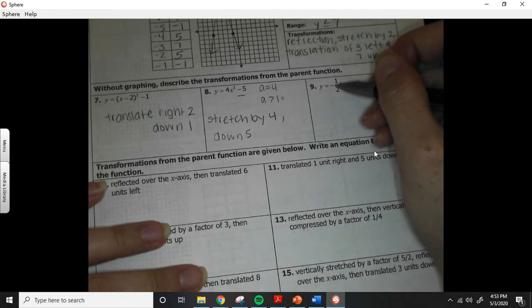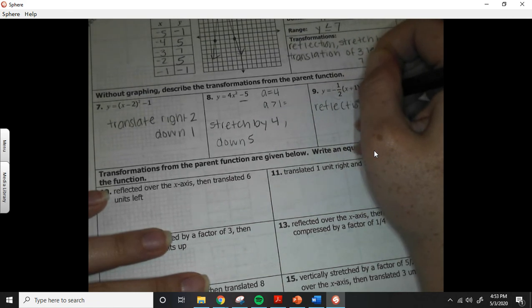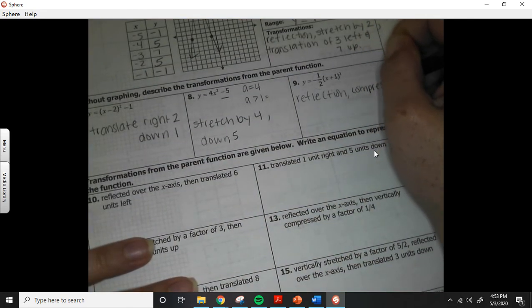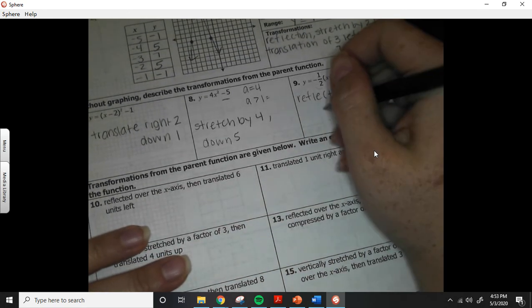All right, I see my A is changed. I see a negative, so I know it's reflected. I see a 1/2. So since A is 1/2, that means that it is greater than 0 but less than 1. That means it is a compression by 1/2. And I also know I have horizontal movement because I have parentheses, and I'm also going to the left 1.